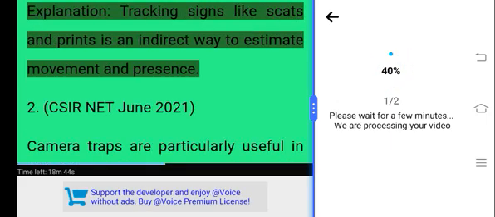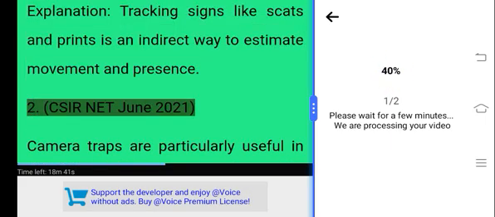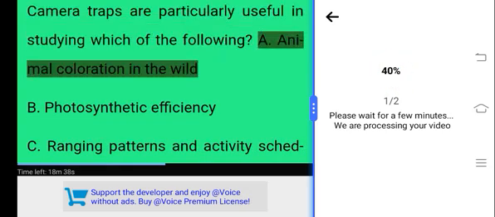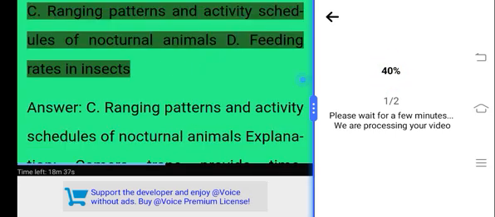Explanation. Tracking signs like scats and prints is an indirect way to estimate movement and presence. 2. CSIR NET June 2021. Camera traps are particularly useful in studying which of the following: A. Animal coloration in the wild. B. Photosynthetic efficiency. C. Ranging patterns and activity schedules of nocturnal animals. D. Feeding rates in insects.